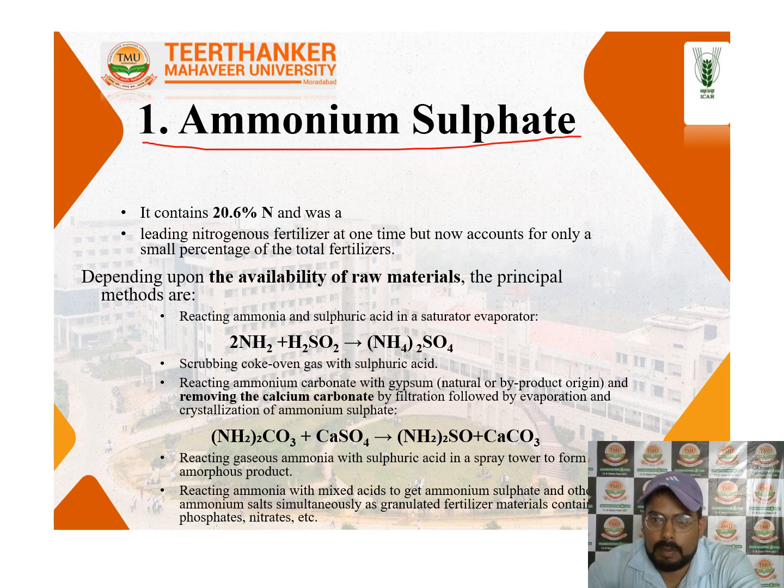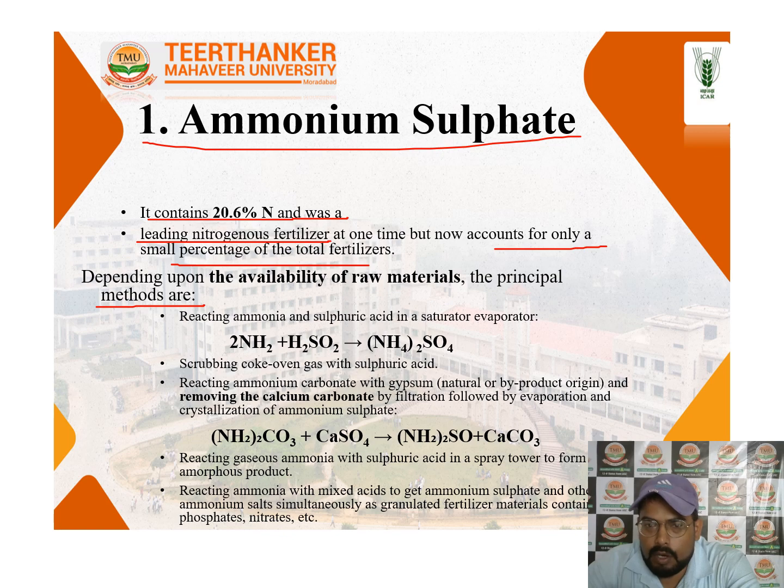First is ammonium sulfate. Ammonium sulfate has the lowest nitrogen content, 20.6% nitrogen. This was the leading nitrogenous fertilizer at one time, but it now accounts for only a small percentage of total fertilizer. Depending on the availability of raw materials, the principal method is reacting ammonia with sulfuric acid to produce ammonium sulfate.